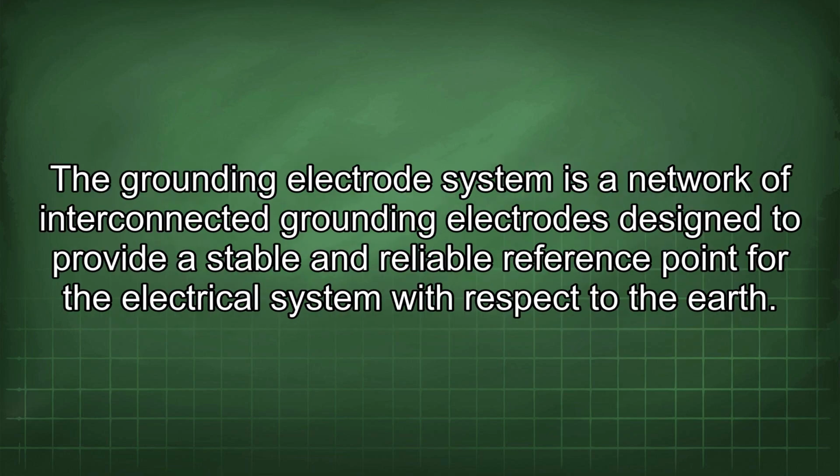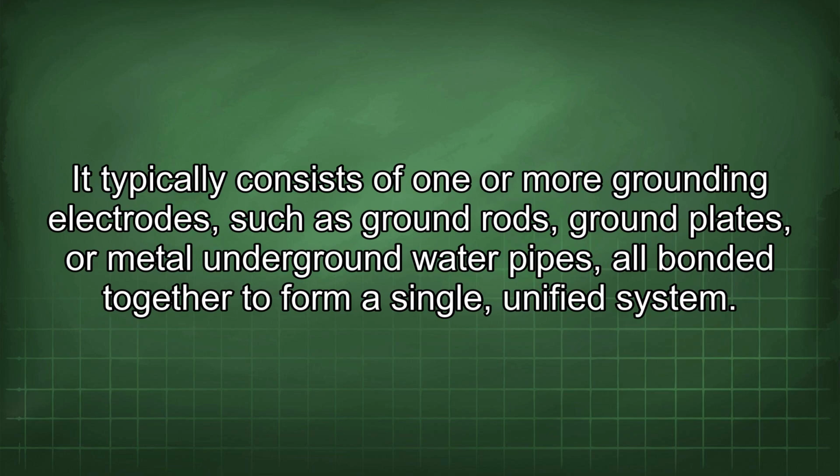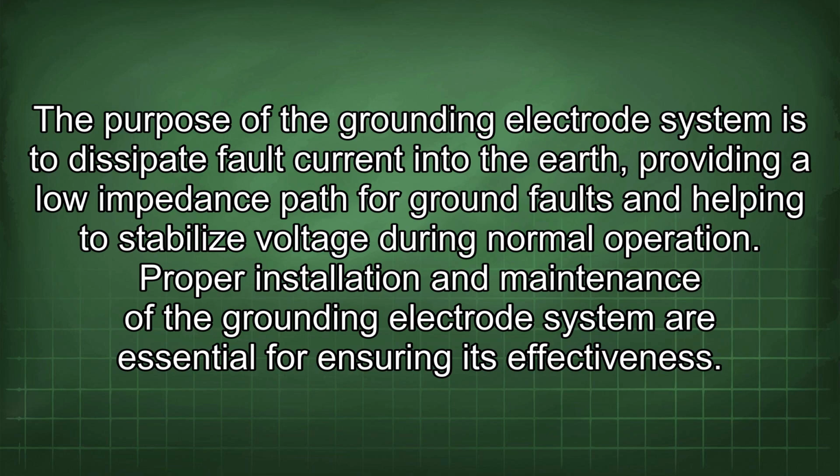The grounding electrode system is a network of interconnected grounding electrodes designed to provide a stable and reliable reference point for the electrical system with respect to the earth. It typically consists of one or more grounding electrodes, such as ground rods, ground plates, or metal underground water pipes, all bonded together to form a single, unified system. The purpose of the grounding electrode system is to dissipate fault current into the earth, providing a low impedance path for ground faults and helping to stabilize voltage during normal operation.